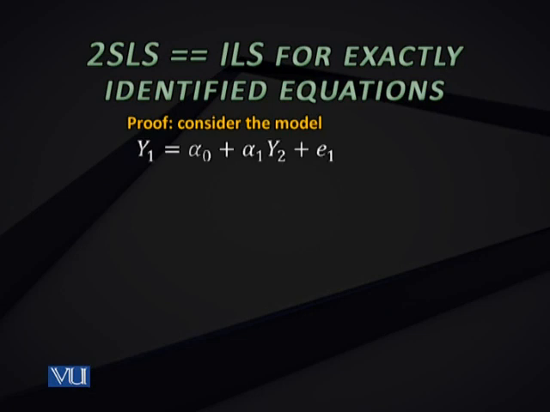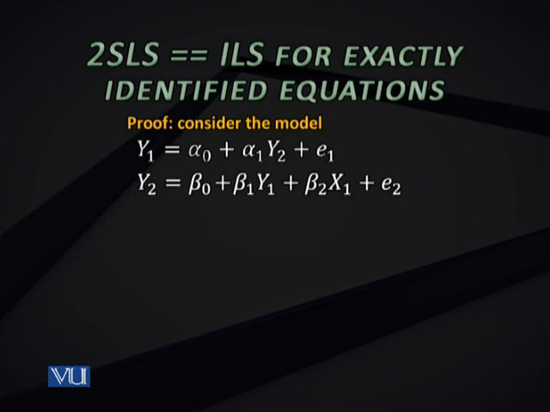Y1 is alpha naught plus alpha 1 y2 plus E1, which is the disturbance term of equation 1. Y2 is beta naught plus beta 1 y1 plus beta 2 x1 plus E2, where E2 is the residual or disturbance term of the second equation. So clearly we have a system of equations with two endogenous variables, y1 and y2, located on the left hand side as well as on the right hand side in each equation.